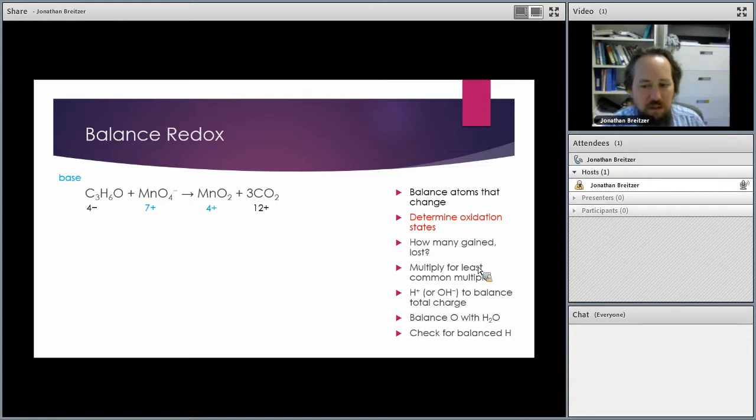Now we'll look how many electrons were gained and how many were lost. Looking at the numbers here, it looks like the manganese gained 3 electrons, went from 7+ down to 4+. Remember, when you become less positive or more negative, you're gaining electrons. So manganese gained 3 electrons. And the 3 carbons, together, they went from 4- all the way up to 12+. So the 3 carbons together lost 16 electrons. I know that's not a whole number of electrons per carbon. That's why we keep the carbons together.